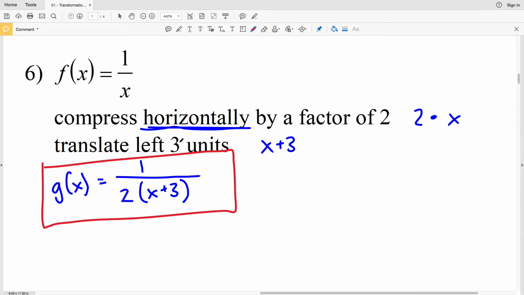Because we're changing the value of the variable by adding to it, we need to do that before we multiply, because 2 times x plus 3 is not the same as 2 times the quantity x plus 3. So we need to make sure that addition or subtraction for translating left and right is within parentheses before we do any compression or expansion horizontally.